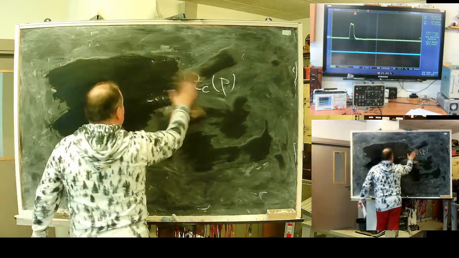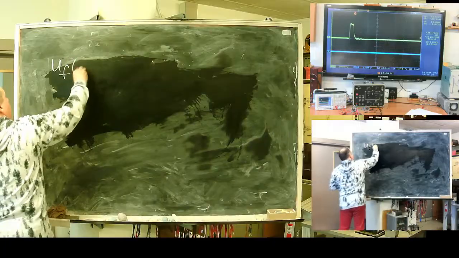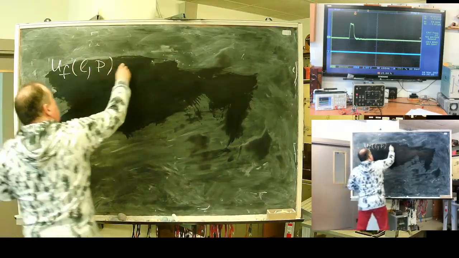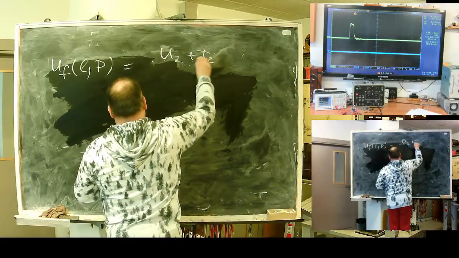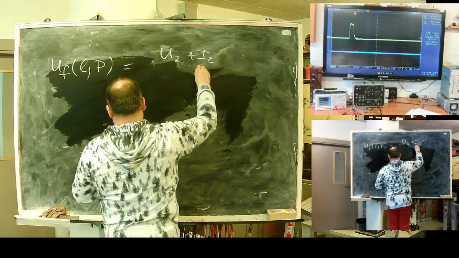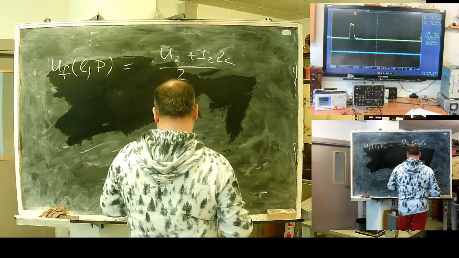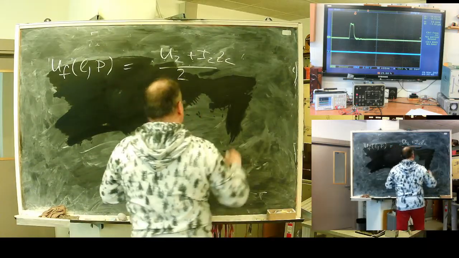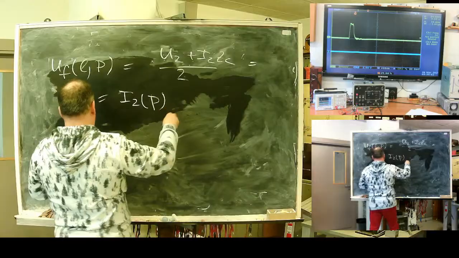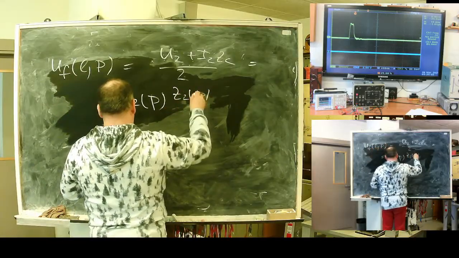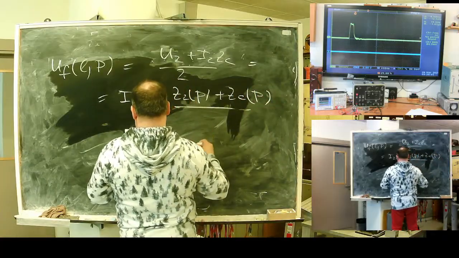Falling or direct wave is what I'm writing, as a function of p, plus p divided by half.